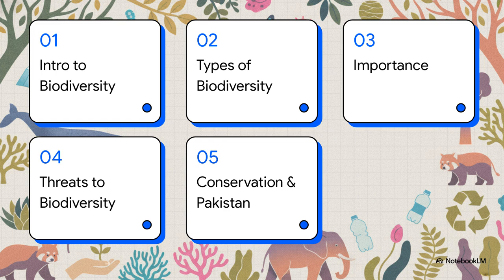Okay, let's dive into this educational blueprint for today. We're going to hit 5 main areas really quickly. Number 1, introduction to biodiversity. 2, types of biodiversity. 3, the importance of biodiversity. 4, threats to biodiversity. And finally, number 5, conservation and Pakistan's role.